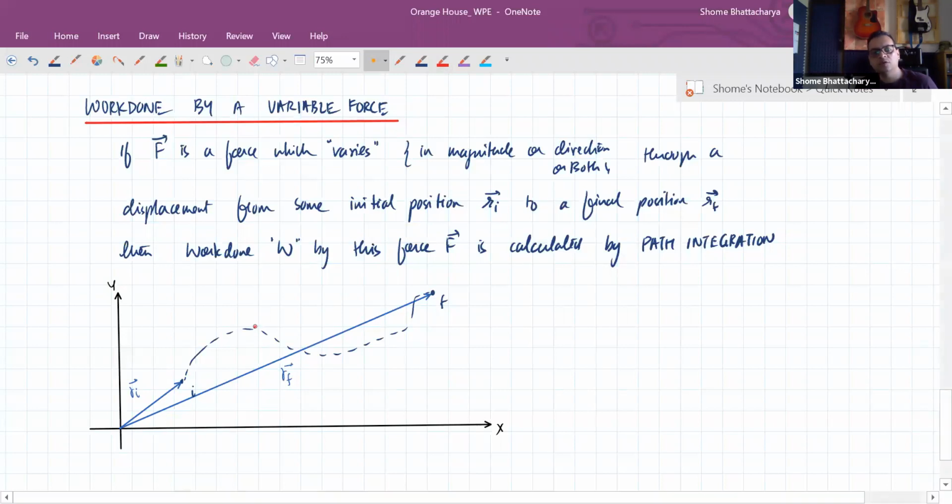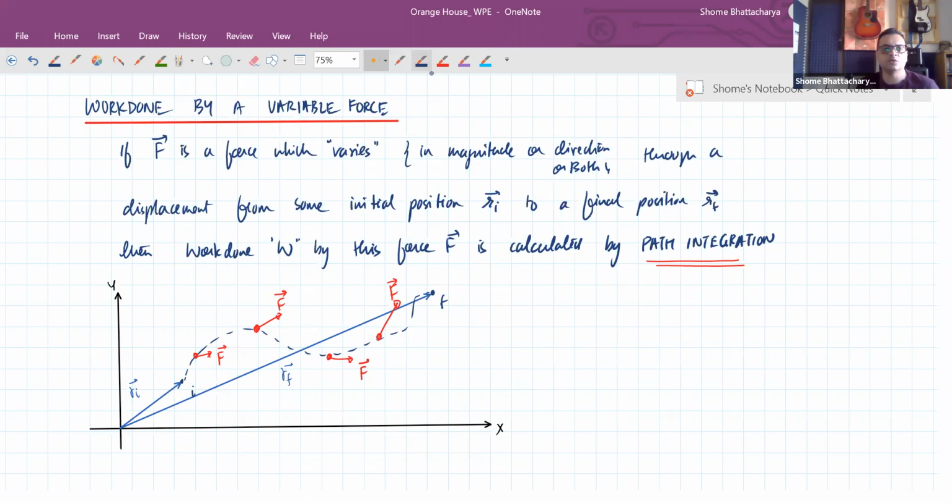Now, while the body is moving from here to here, if there is a force acting on it, which all the time varies. And so when the body is here, the force is like this. When the body is here, let's say the force is like this. When the body is here, let's say the force is like this. So you can see continuously the force's magnitude and direction both are changing, because the length of the arrow that I'm drawing is also changing, and the direction in which it is pointing is also changing. So in such a case, how will we calculate the work done? We'll calculate the work done by a method called path integration. Let's just make a note of this diagram and this statement first, then I'll explain what is path integration.